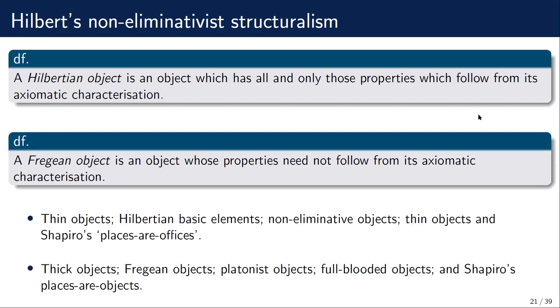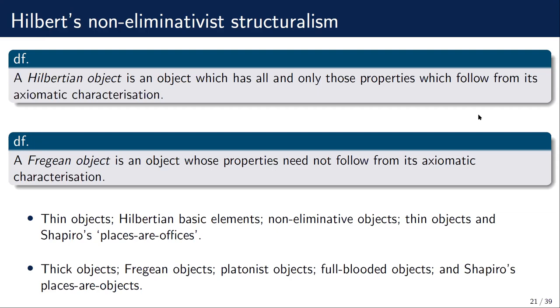But anyway, all I want to do is draw a line between two types of objects at the moment. One are what in modern terminology we call thin objects. I'm calling them Hilbertian objects or basic elements. For mathematical structuralists, these would be non-eliminative objects, and Shapiro would call them places or offices. On the other hand, we have thick objects. You might think of them as Fregean, Platonist, full-bodied objects, what Shapiro calls places-are-objects. And a distinctive advantage that Shapiro claims for his account is that he can have both of these objectual conceptions and all the advantages that follow from them. That's something he claims is a distinctive advantage for his ante rem structuralism.